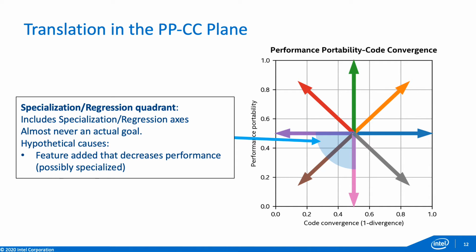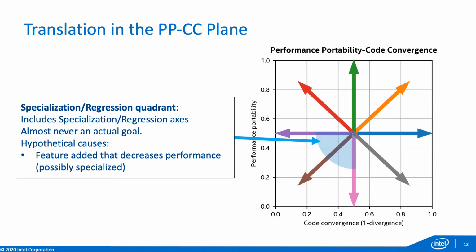So if you look at this quadrant down here, this is the specialization regression quadrant, and this is almost never something that you deliberately do. This is a case where your code is increasing in specialization, but also decreasing in performance, or one of those elements at least. And there are many different ways to think about what could cause your code to do this. But one example would be perhaps if you added a feature that perhaps negatively affected performance or didn't affect performance at all, but that increased specialization, right?